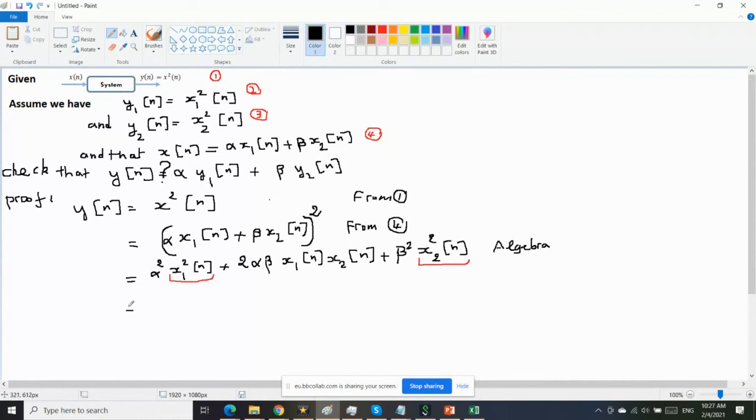So therefore we can write this as alpha squared y1 of n, sorry, from this equation to the same thing for the second, beta squared y2 of n, plus 2 alpha beta x1. Okay.